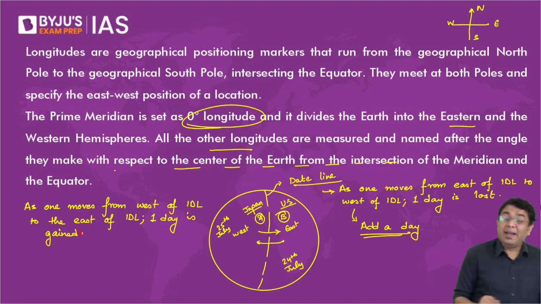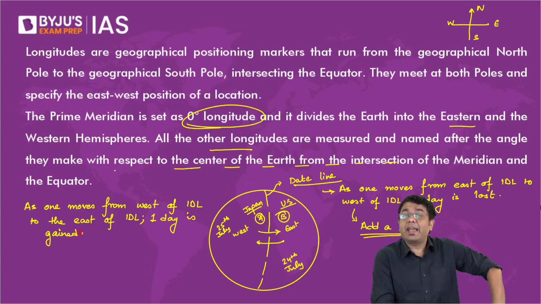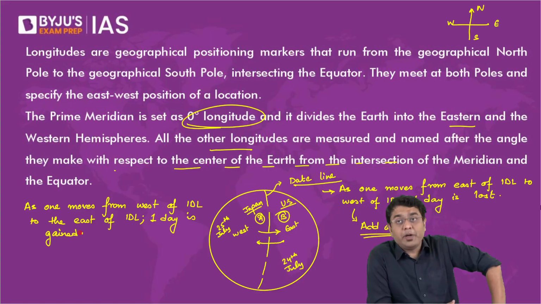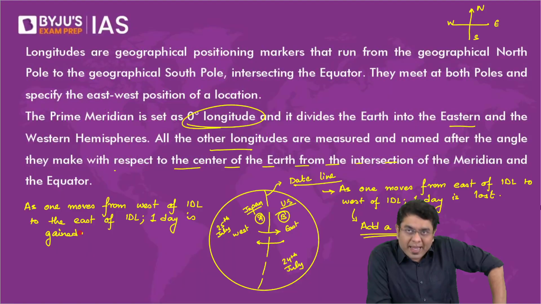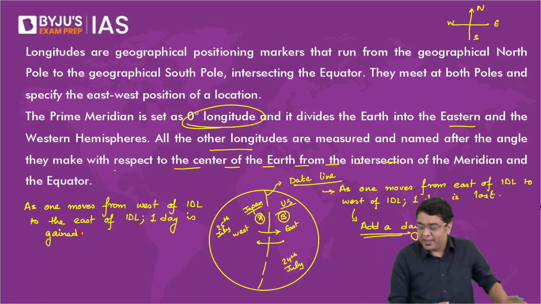Now, one day is gained. So in the watches and calculators and calendars, what adjustment do you have to make? You have landed from a place, or you have basically come from a place of 25th of July to a region where still 24th of July is being celebrated. So in your watches, in your calendars, everywhere, you will have to subtract a day, isn't it?